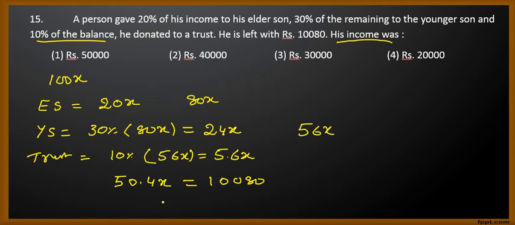But what is the leftover with the person now? 10,080. So on simplification, you will get x equals 200. What is the question asking us to find? His income. What is his income? 100x. So 100x is equal to 20,000. So which is option 4.